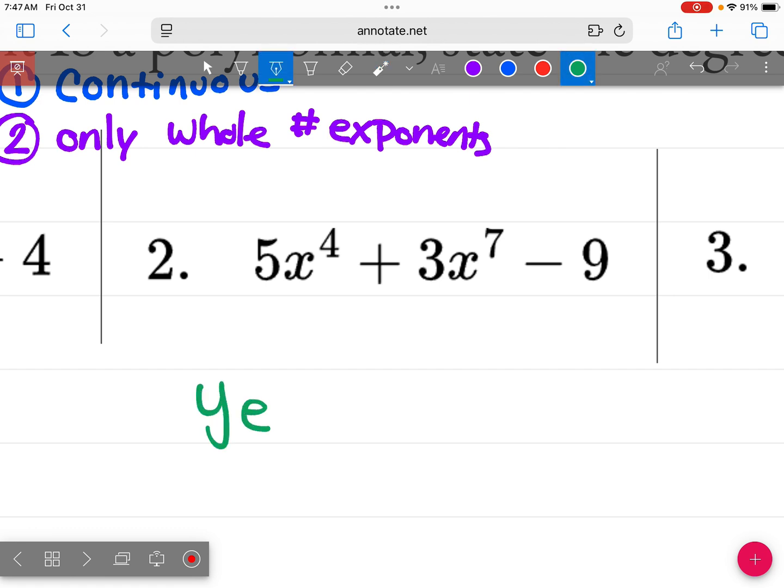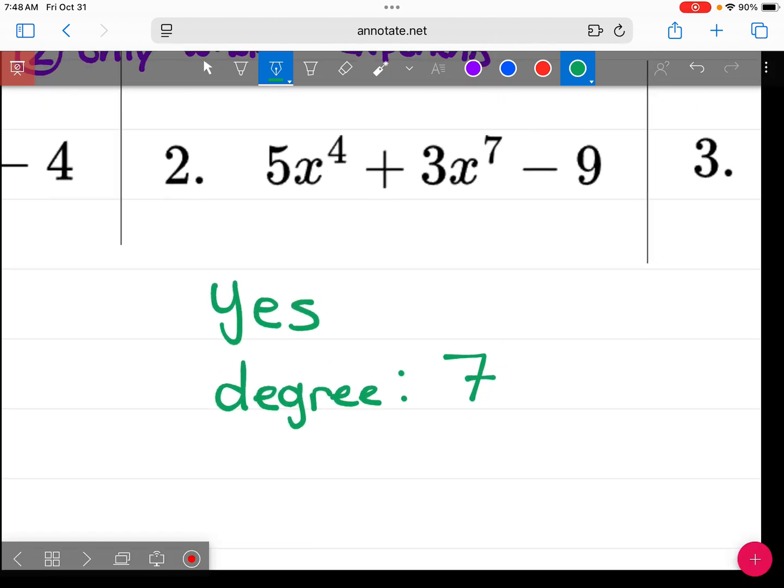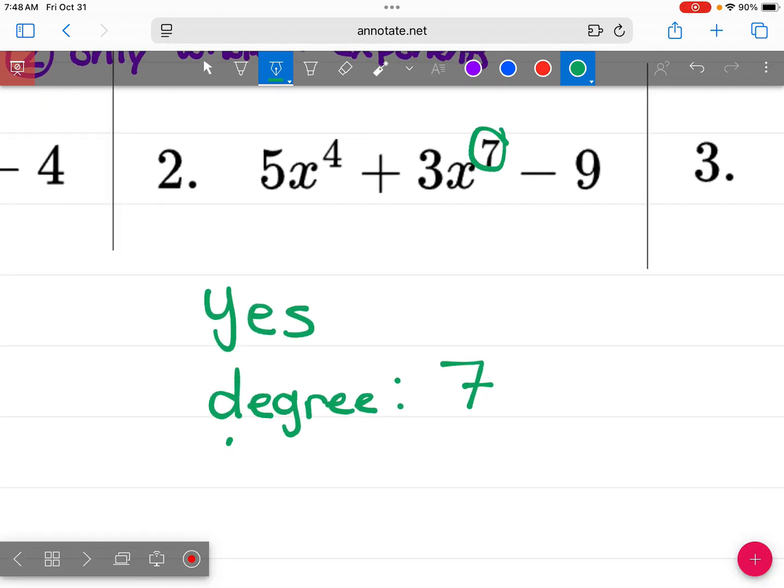What is the degree of this polynomial? 7. The biggest exponent is our degree, which makes what our leading coefficient? The 3. So if we were looking at this for our end behavior, those would be the two things we're looking at. My degree is our biggest exponent. The leading coefficient is the number in front of that guy. So that makes this kind of like our boss. That's our boss term.